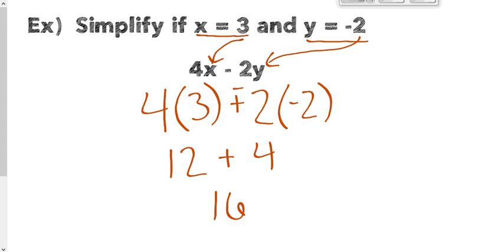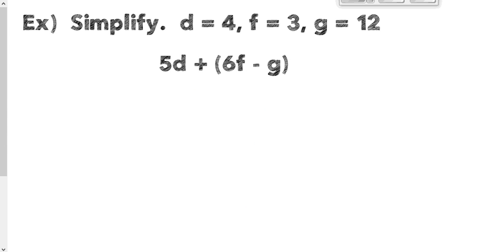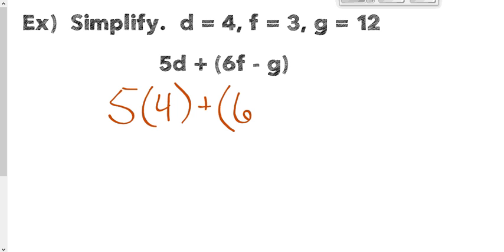All right, let's look at another one. Now they tell us that D is equal to 4, F can be changed to 3, and G could be substituted with 12. And we've got the expression below. So I've got 5 from the problem. D looks like it can be changed to 4, so put that inside of parentheses, plus parentheses from the problem. We've got a 6. F, they say, can be replaced with 3, so we'll put that in parentheses. And we're subtracting G, which is 12. So we can put that inside of parentheses. And then big parentheses to close it up from the original problem.